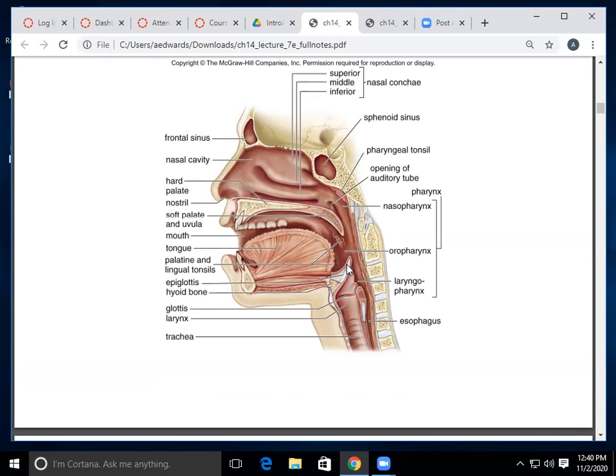The epiglottis, right? There's that hyoid bone. There's the glottis, larynx, okay, voice box, and your trachea. Okay, now if air is inhaled through the nose, all right, you have this opening of this area called the auditory tube.